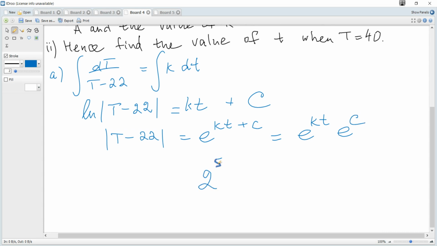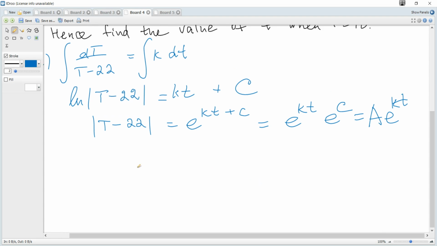It's like 2 to the power of 5 plus 3 is the same as 2 to the power of 5 multiplied by 2 to the power of 3, and a constant to the power of another constant is just another constant, so it becomes some constant A e to the power of kt. But k is not a constant in the sense of t, t is a variable, so we cannot treat e to the power of kt as a constant. If you meet, for example, e to the power of t, you cannot say that it's another constant because t is a variable.